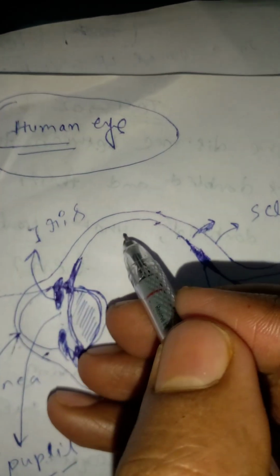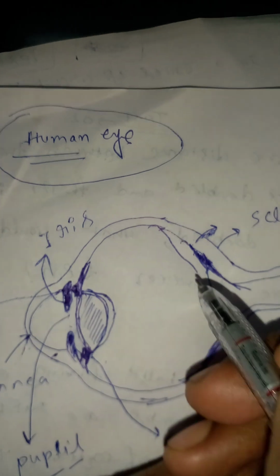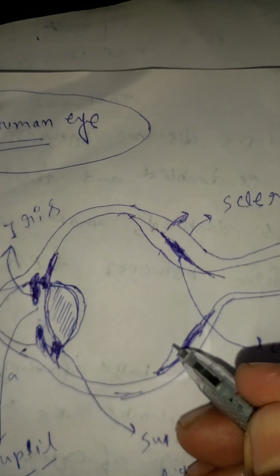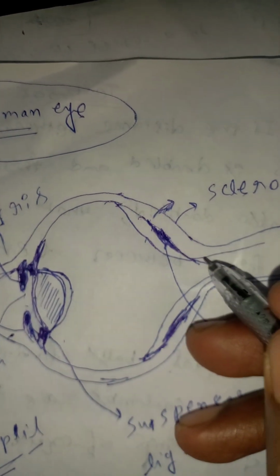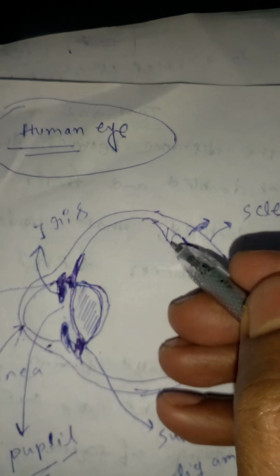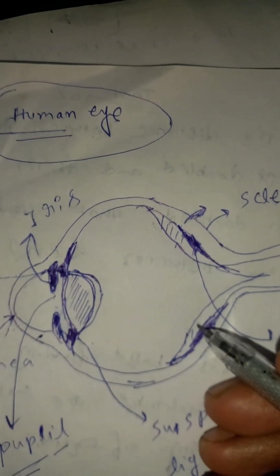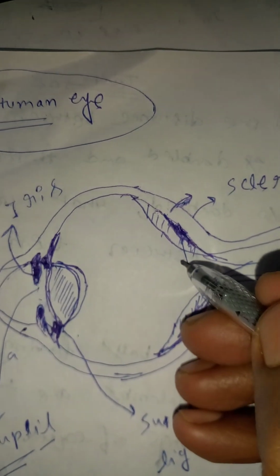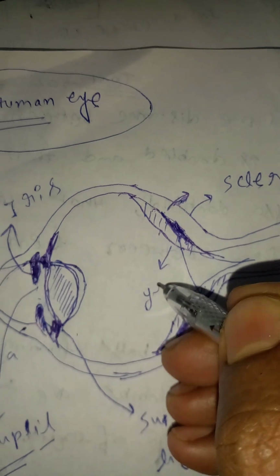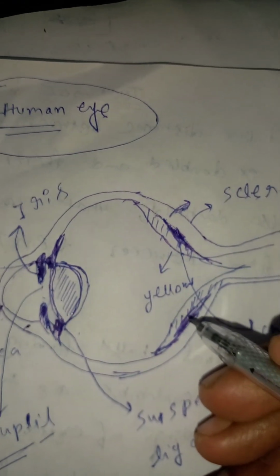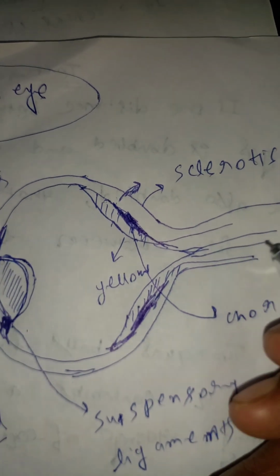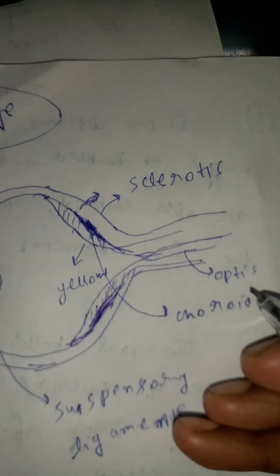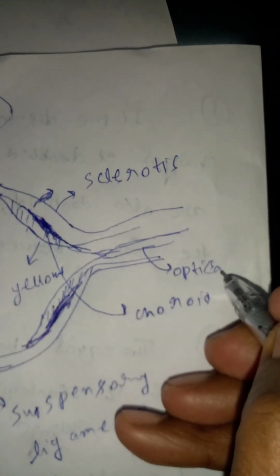And over the choroid, here one fibrous jelly-like portion. Over the choroid, here it will be formed as retina. This will be retina. And here over the retina there is a spot, the yellow spot, and here the nervous system is present, that will be known as the optic nerve or optical nerve.